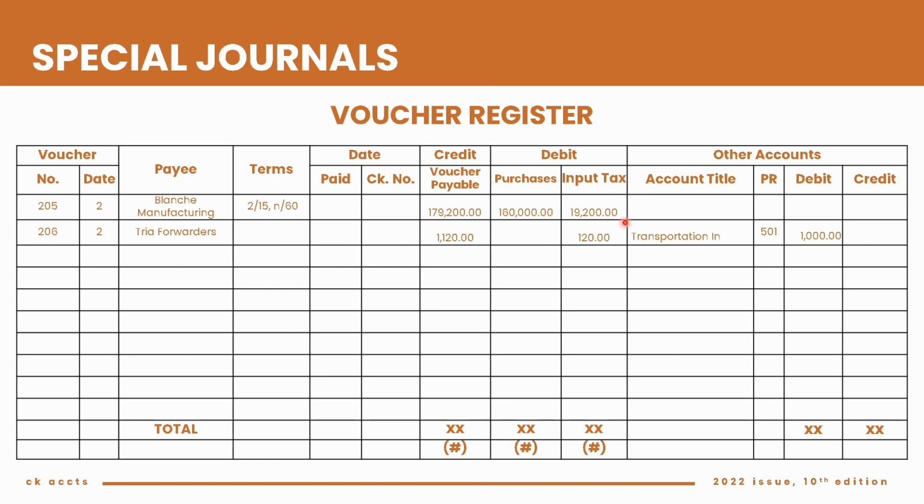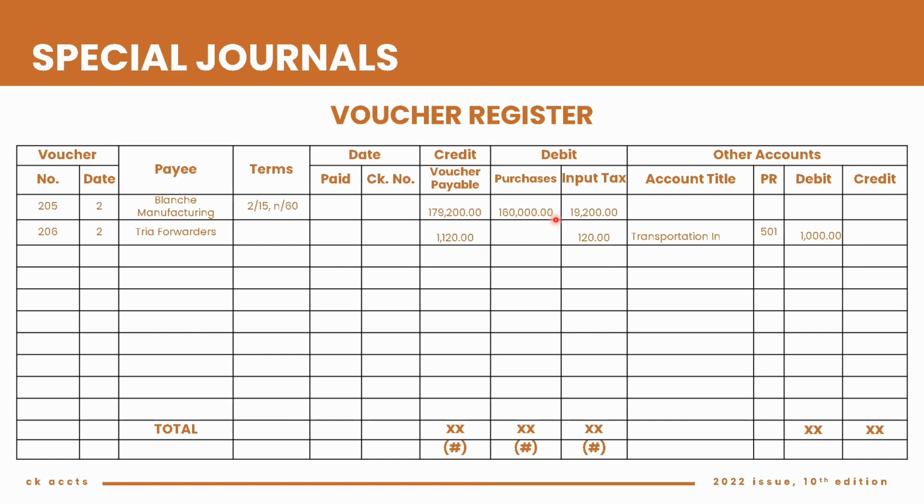Then input tax is 120. Then you will see here in our other accounts, we have the account title transportation in, and the PR, that PR is the account number. Remember that, PR is account number. Then the debit is 1,000 pesos.